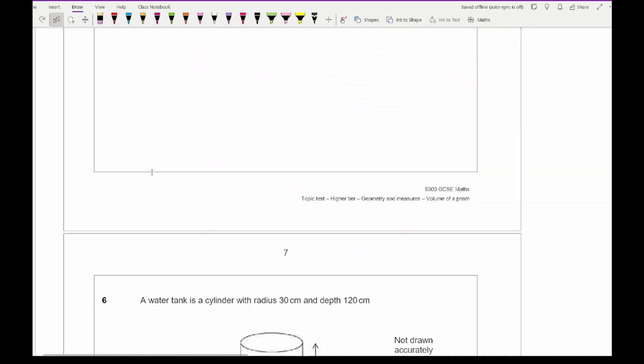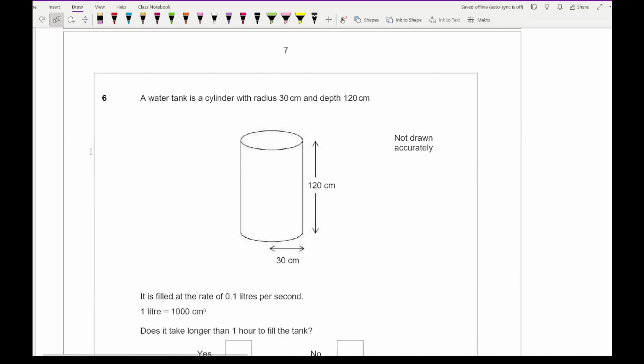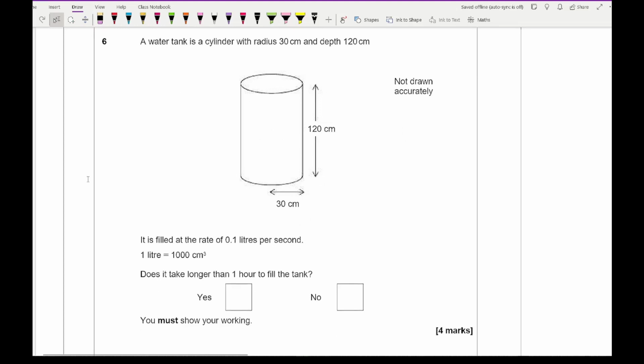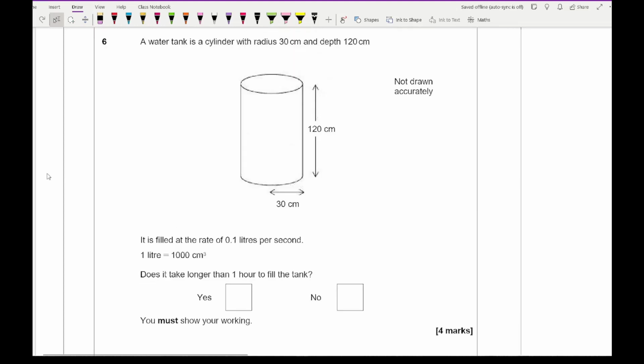Then moving on to question 6, it says that a water tank is a cylinder with a radius of 30 centimeters and a depth of 120. It says it's filled at a rate of 0.1 litres per second. 1 litre is 1,000 centimetre cubes. And it says, does it take longer than 1 hour to fill the tank?